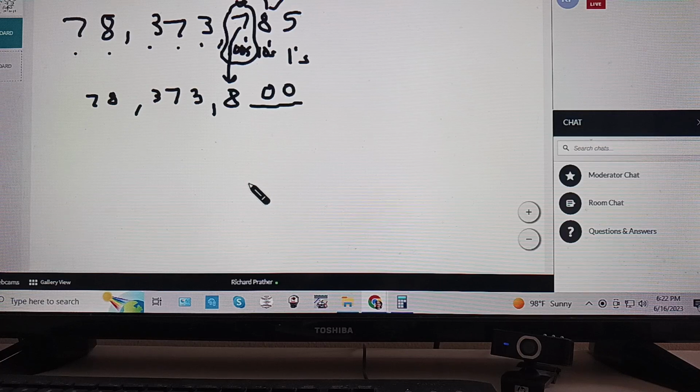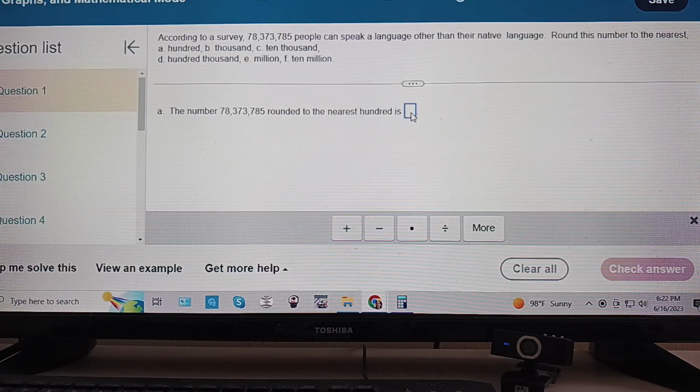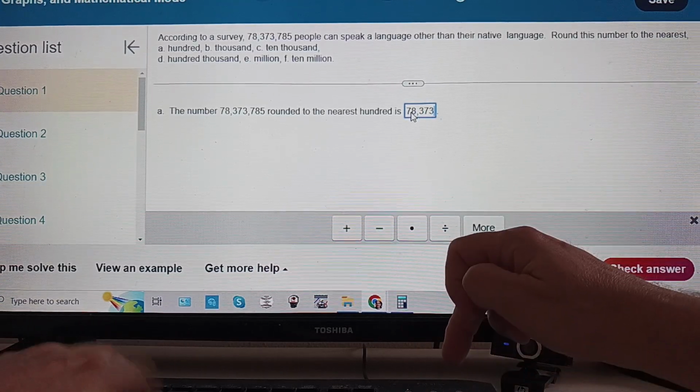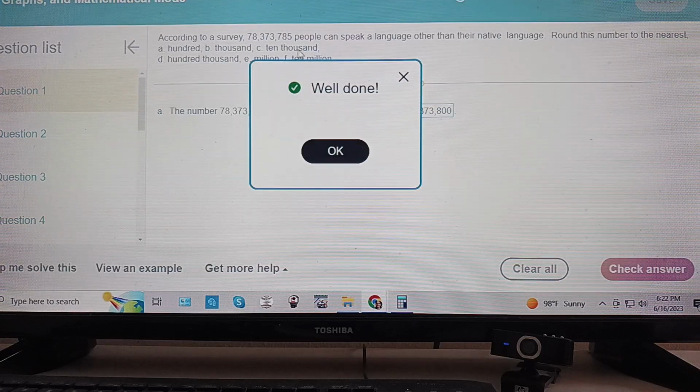So this is the way to round to the hundred. 78,373,800. I don't care about the 85. I'm just rounding to the nearest hundred. 78,373,800. If that 8 had been 4 or less, I would have just left it 700.